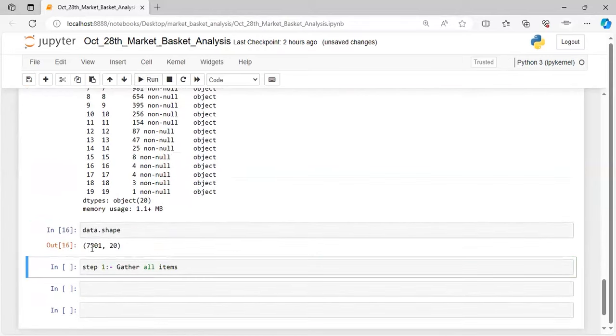So the first step we have to do is to gather all the items of each transaction into the format of a NumPy array, because basically all the mathematical calculation will work on the array format. So let's gather all the items of each transaction into a NumPy array.